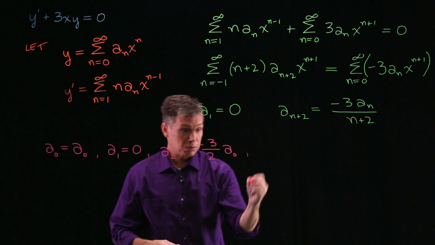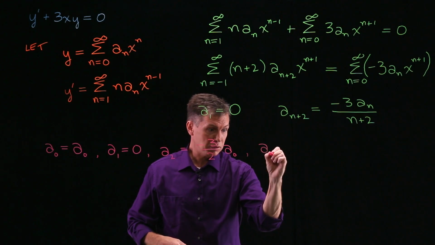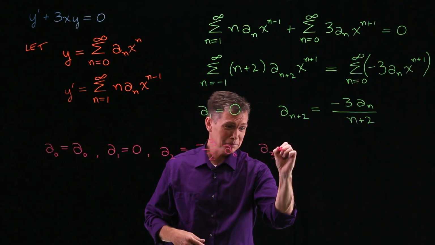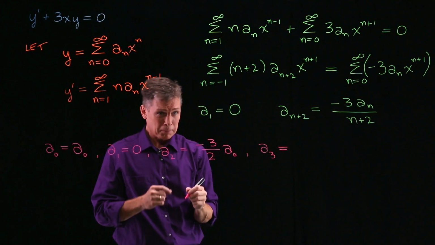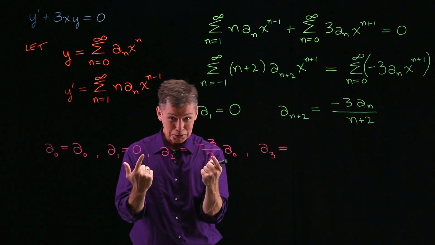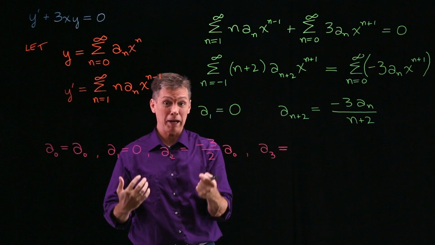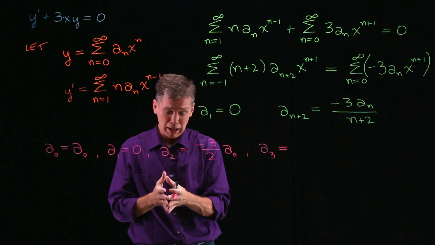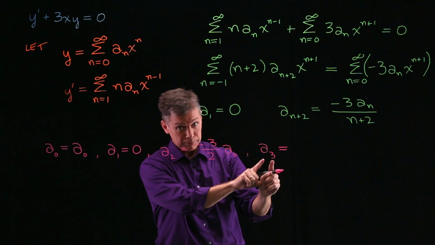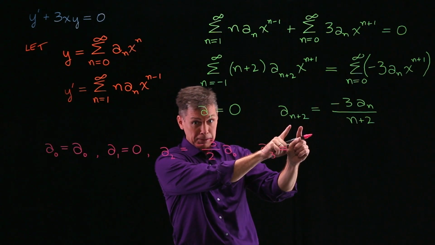What I want to keep doing is listing the different a sub whatevers. Why? Not tedium, not because I'm trying to give you busy work, but because I need to start looking for a pattern. Remember that from sequences and series as well? We need to try to find a pattern so we can generalize what a sub n looks like. All right. A sub 3, follow your formula.